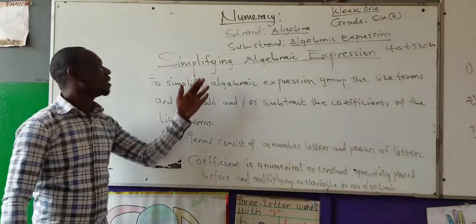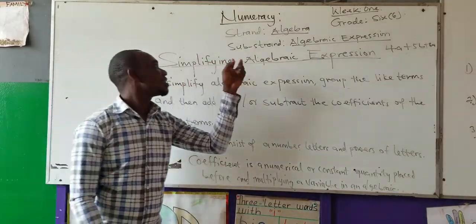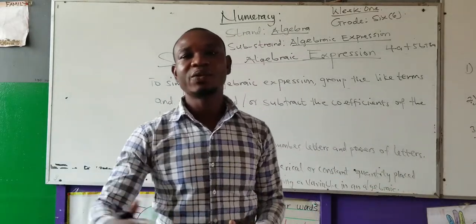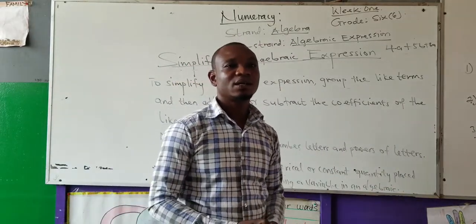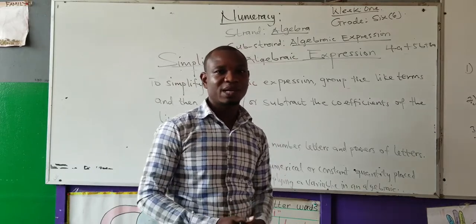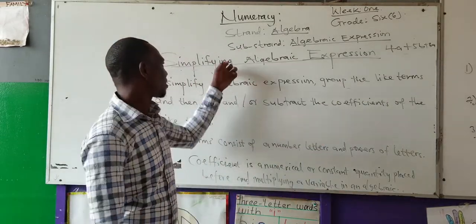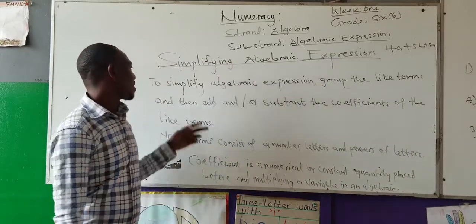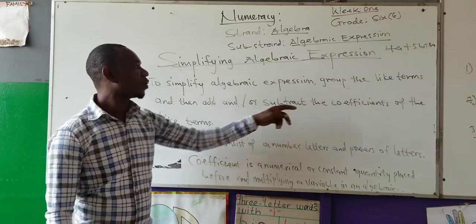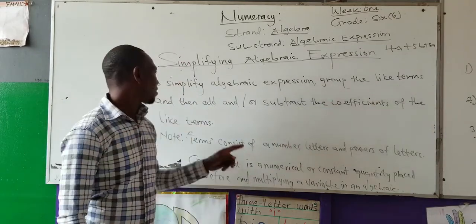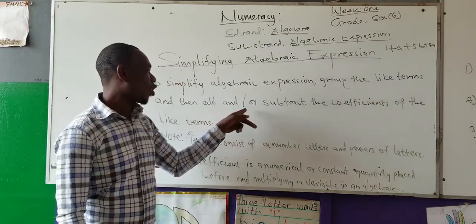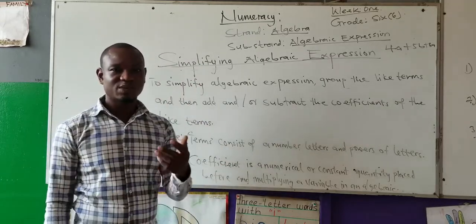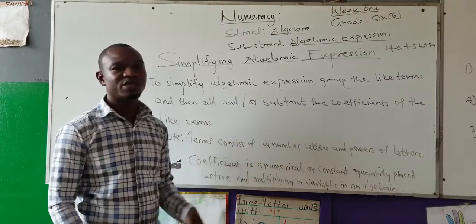Now, we are going to emphasize simplifying algebraic expressions. We did how to find area and perimeter involving algebraic expressions, but we will not proceed from there. We will just jump to simplifying algebraic expressions. And so we are saying that to simplify algebraic expressions, group the like terms, and then add and or subtract the coefficients of the like terms. And we explain what the like terms and the coefficient are.